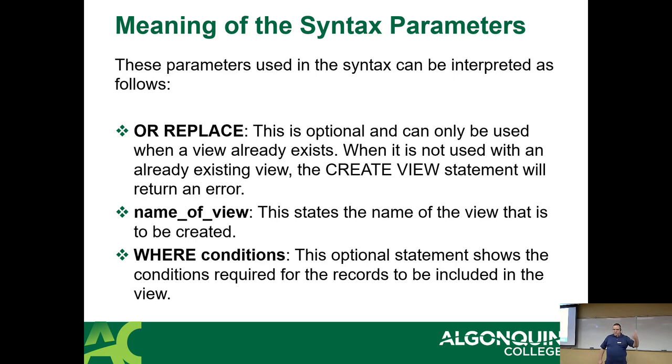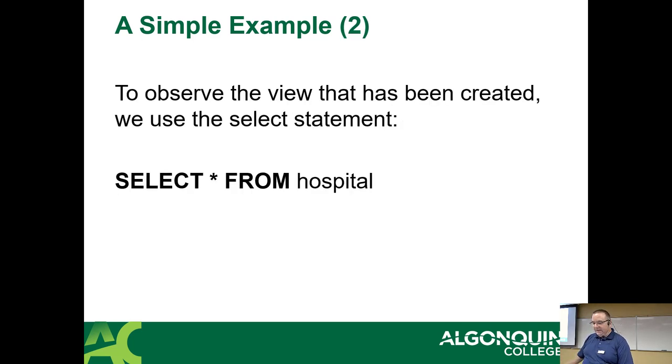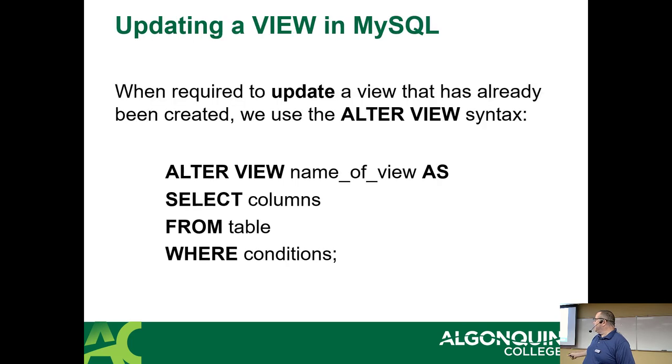The name of the view is what it's supposed to be called. And then the where conditions are what to be included. A simple example is: create view doctor as select name of hospital, comma, doctor from hospital. So instead of having to write select name of hospital, comma, doctor from hospital, you could just go select star from doctor. And it would give you the doctor and what hospital they work at. I'm going to do views with our flight DB so that you guys have examples of that. And it comes back to select star from hospital, which I just discussed.